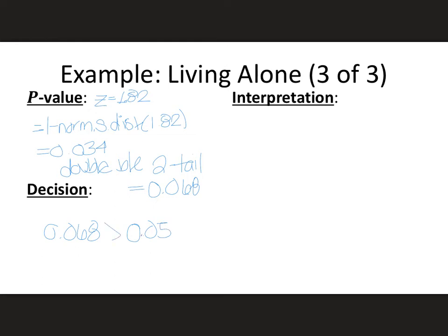Then you have to make your decision, so let's compare our p-value 0.068 to our alpha 0.05. 0.068 is greater than 0.05, so fail to reject the null hypothesis, and then we'll write our interpretation.